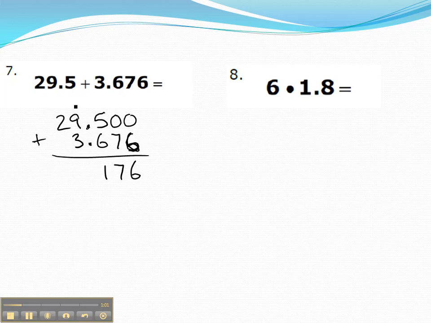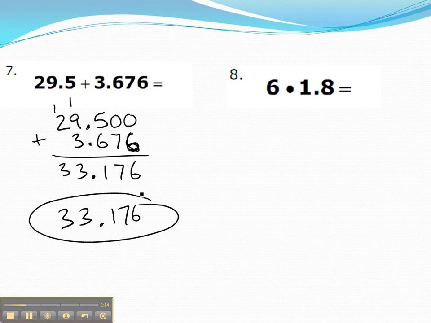And we're adding here, so 0 plus 6 is 6, 0 plus 7 is 7, 5 plus 6 is 11, carry the 1. I should have lined up a decimal in my sum. 1 and 9 is 10, and 3 is 13, carry the 1. 1 and 2 is 3. So 33 and 176 thousandths.